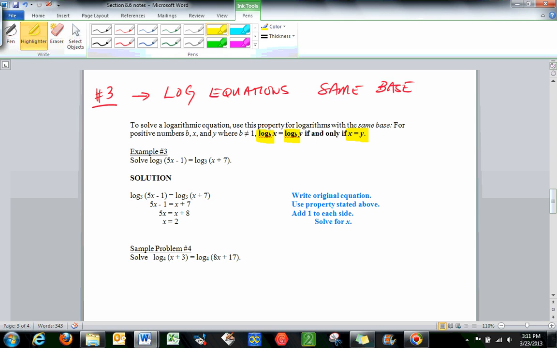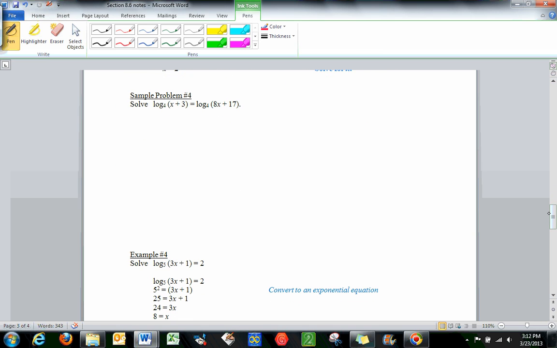Using this property makes life a lot easier, because you can see we have log base 3 and log base 3. Since that's the case, they don't technically cancel out, but I'm going to make it look that way. That gives us 5x minus 1 by itself and x plus 7 by itself, and now we have a simple algebra 1 equation that we can solve for x. We want to take advantage of understanding the property but not having to write out all the steps. In sample problem number 4, we just want you to solve this log equation with the bases being the same. So go ahead and try that now.